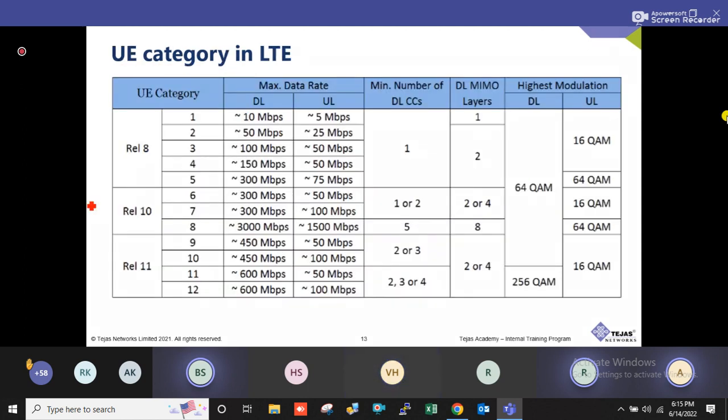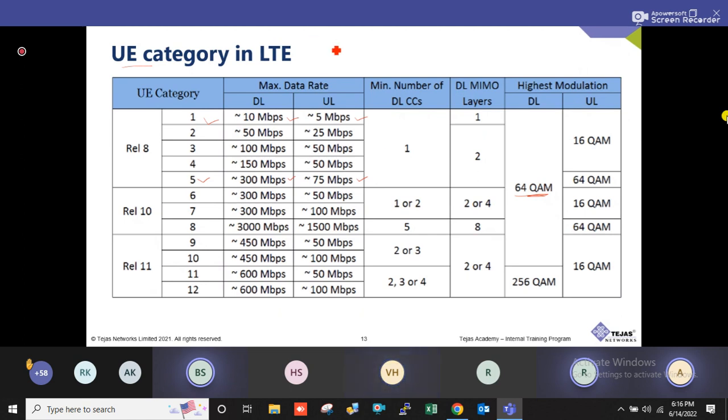One more important factor we need to take care of whenever we are calculating the data rate is the UE category. You can see here, if you have a UE category 1, your actual throughput will be only 10 Mbps and uplink will be 5 Mbps. It can decode 64 QAM at 10 Mbps. And if I go with category 5, it will typically be 300 Mbps and 75 Mbps.